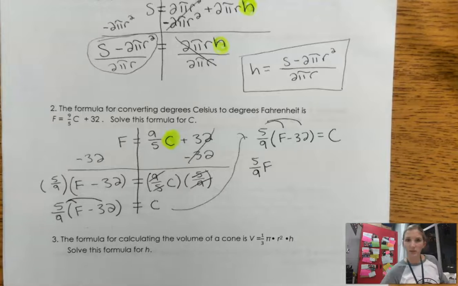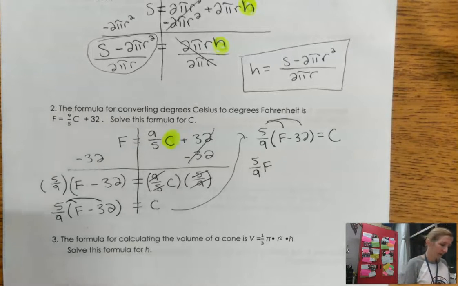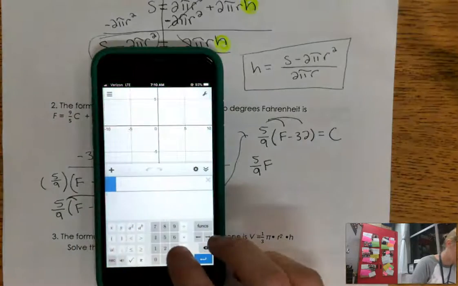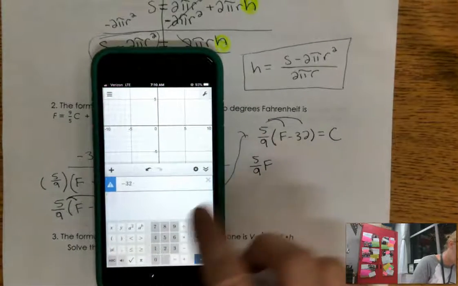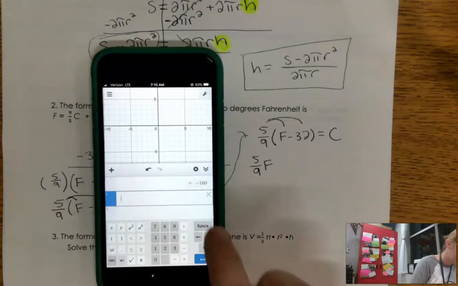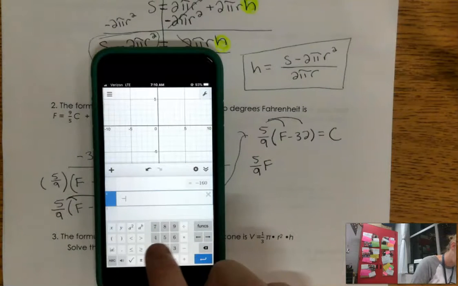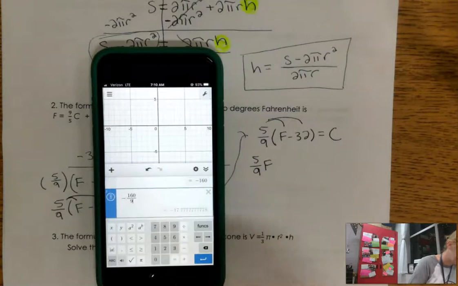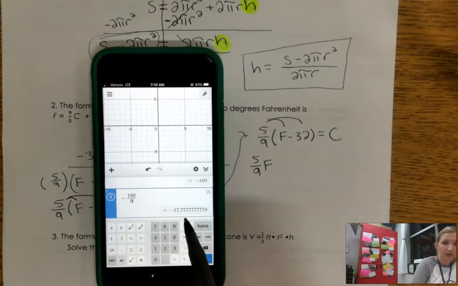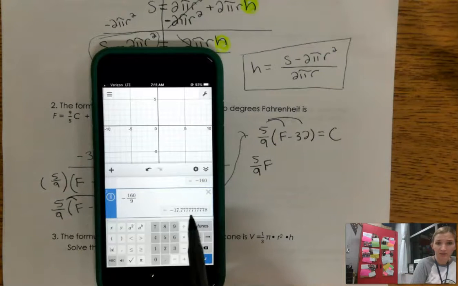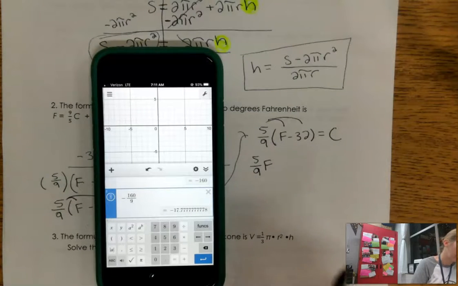Now let's go ahead and do the second term. So I multiply by the numerator and divide by the denominator. So I take it and I do negative 32 times the numerator of 5, negative 160. And I'll take that negative 160 and divide it by 9. All right, look, it cannot be reduced. Do you see how it cannot be divided evenly? So I'm just going to leave it as a fraction.